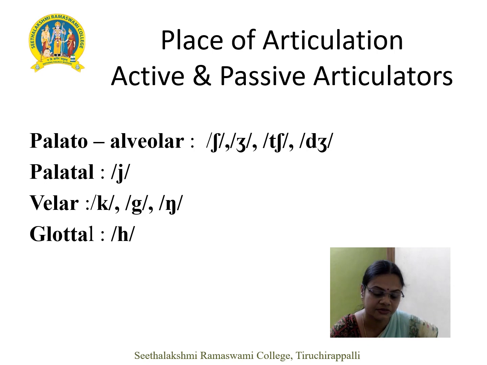In the production of k, g and ng, the back part of the tongue articulates with the soft palate. So it is called velar sound. An obstruction but not vibration between the vocal cords happens when we produce the speech sound h. So it is called glottal sound.